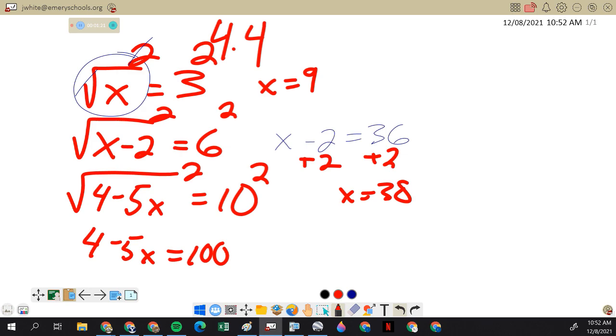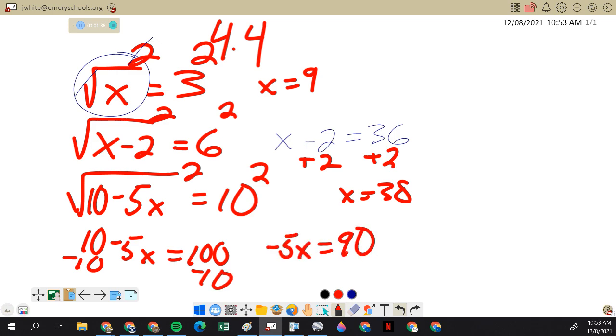Oh, this isn't going to be a very nice number. Let's change this, because I can do that. So we subtract 10, and I get negative 5x equals 90. Divide by negative 5, and x equals negative 18. Easy enough, right?